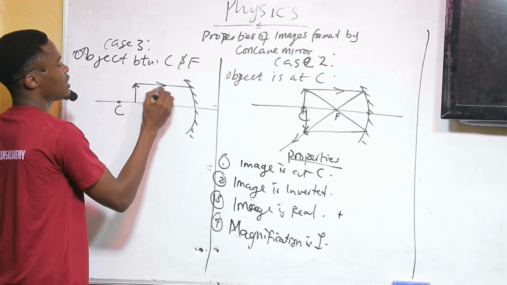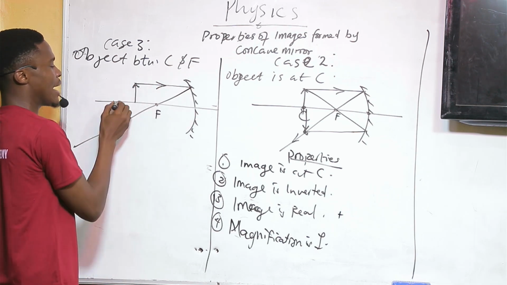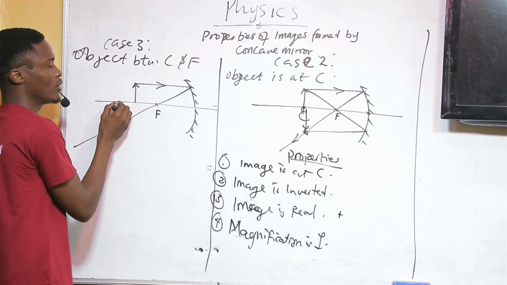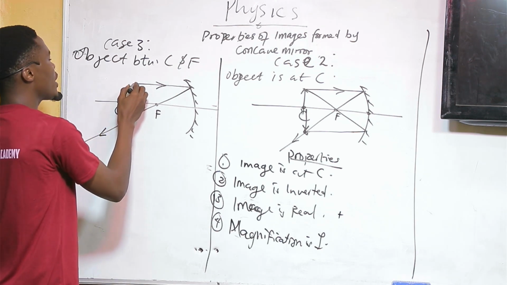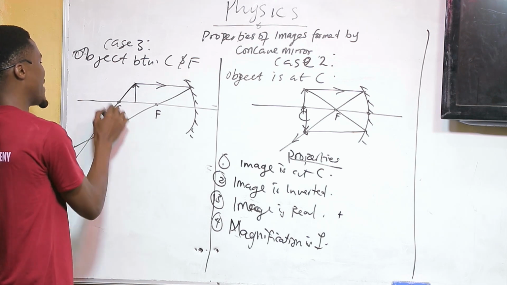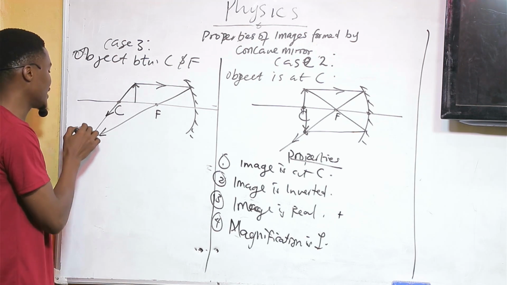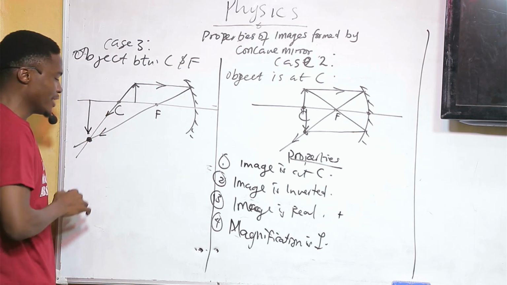Then I draw the line. This one passes through F. Of course, this other one can pass through C, because C is free now. So it will pass through C. When it passes through C, look at where both of them intercepted. This is where they intercepted. This is our image.